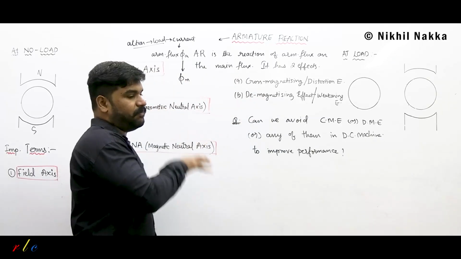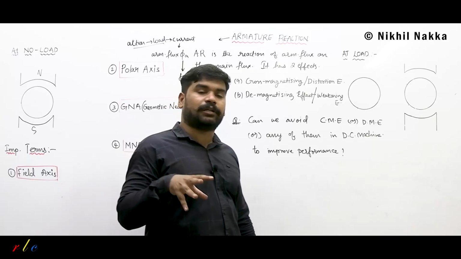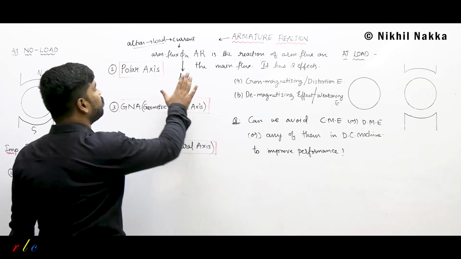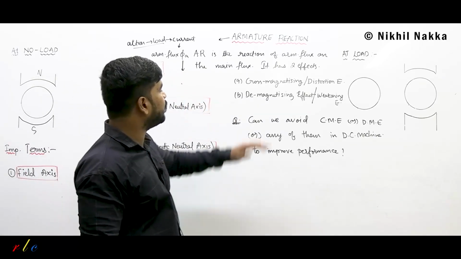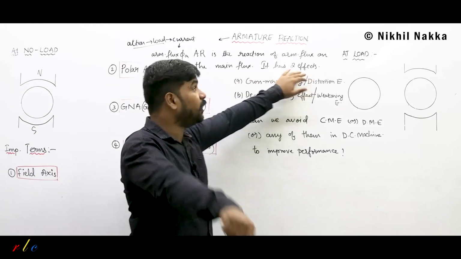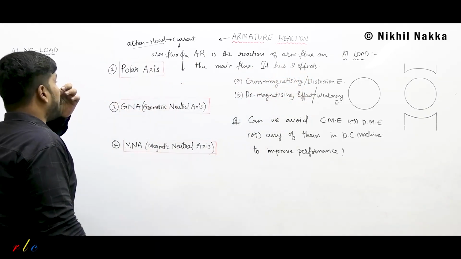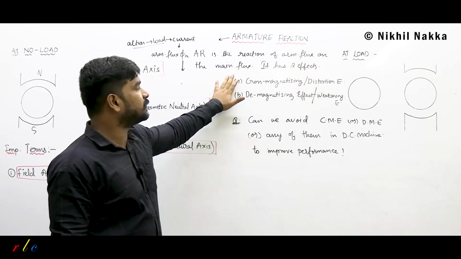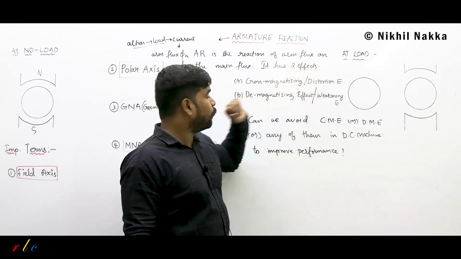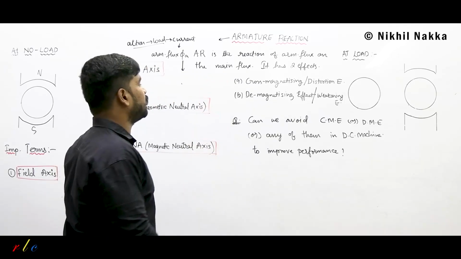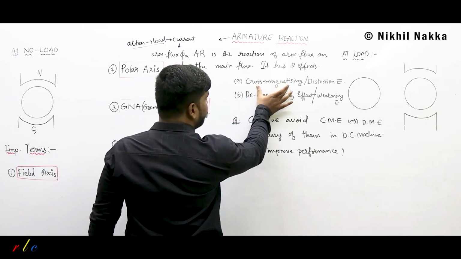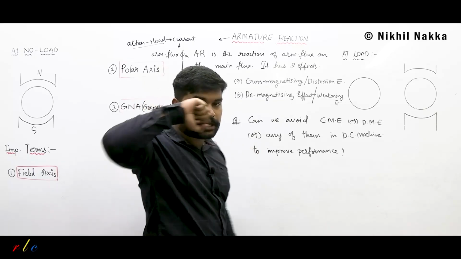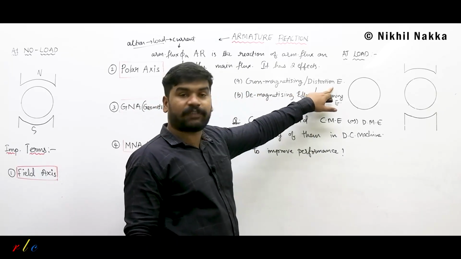Understood? In the same way, the armature reaction, the armature flux also fights on the main flux in two ways. Hence we say that it has two effects. Now you can write down the definition of armature reaction. Armature reaction is the reaction of armature flux on the main flux. It has got two effects. What are the two effects? First effect is called the cross-magnetizing effect. Okay? Cross-magnetizing effect or distortion effect.